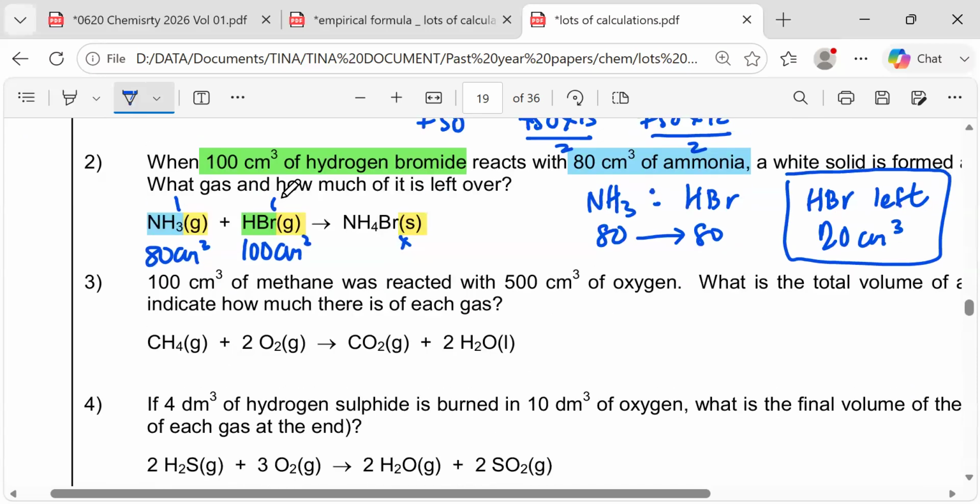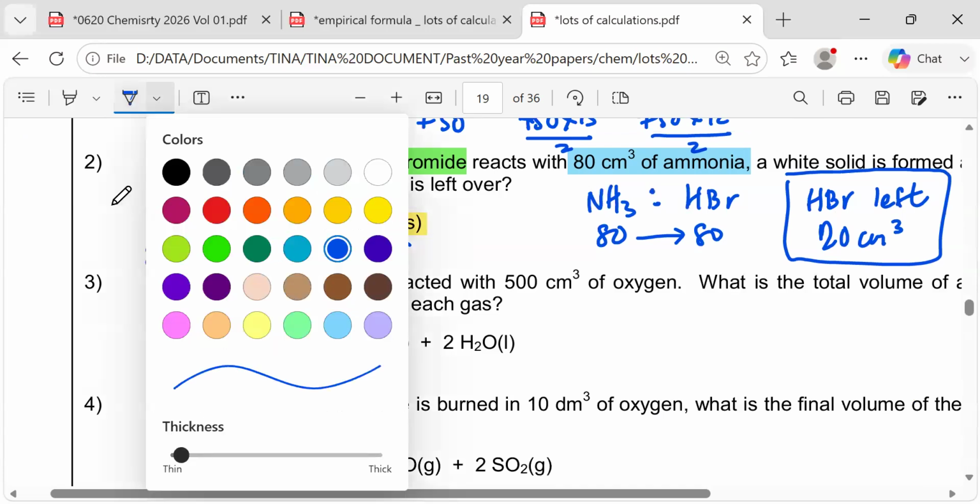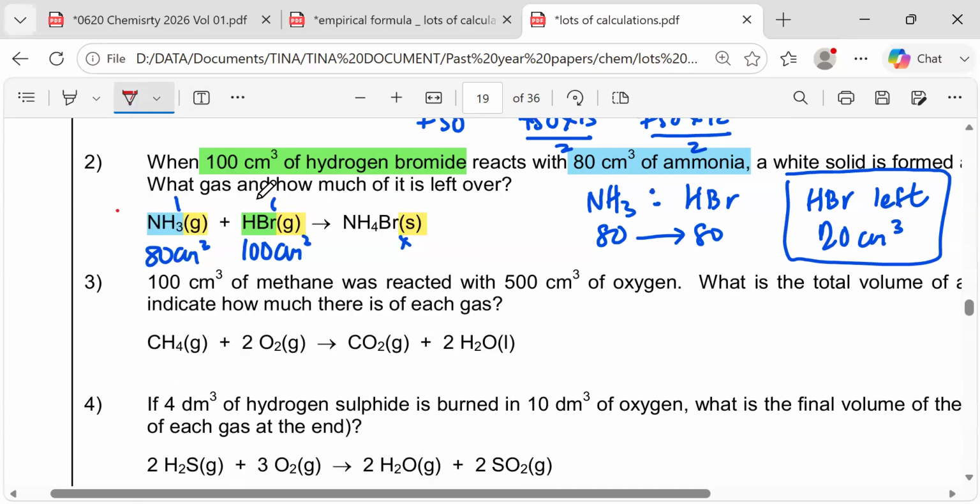Yeah. So the one that is extra is called excess. The one that is less is called the limiting factor or limiting reactant. That means when you finish, I finish first, then you stop. Okay? Can you try and do 3 and 4?